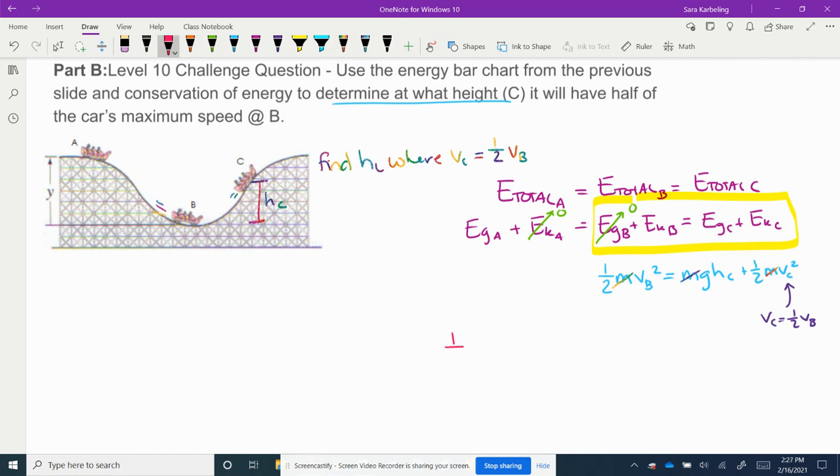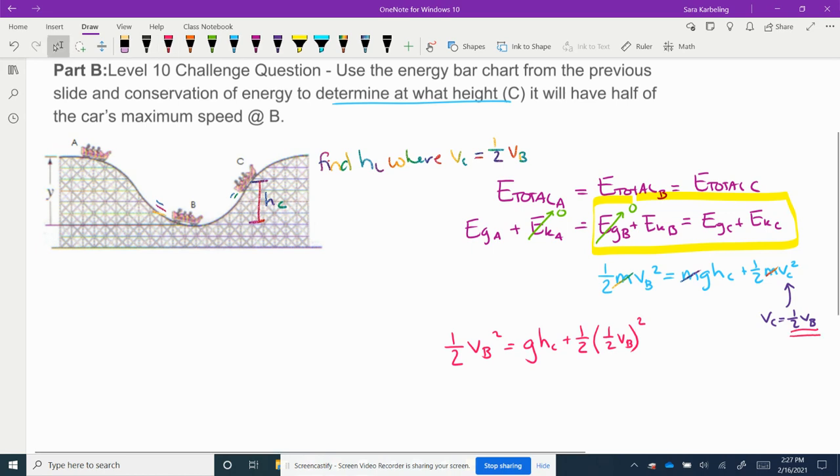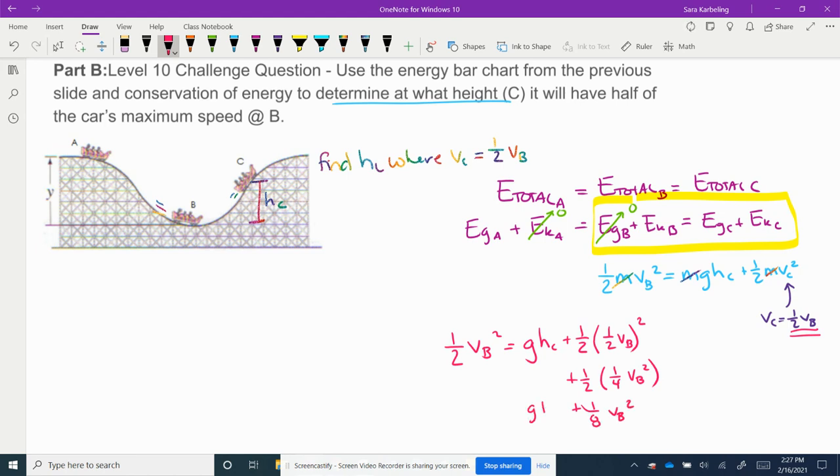So I'm going to scooch it over just a little bit, just so I've got some space. 1/2 VB squared equals G times HC plus 1/2 VB squared. Okay, so hopefully that makes sense. All I'm doing here is subbing this in for that V sub C. Now I have to square both the 1/2 and the VB. So this is going to look like 1/2 times 1/4 VB squared. Okay, and I can combine that 1/2 and 1/4 to give me 1/8 VB squared. I'm going to go ahead and write down the rest of my expression here, equals 1/2 VB squared.